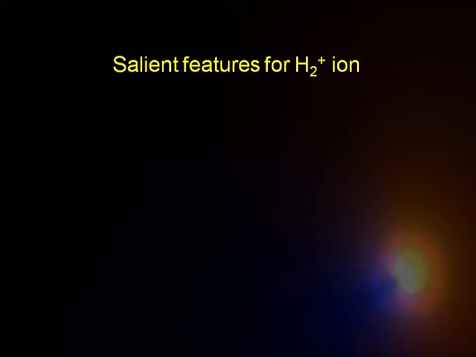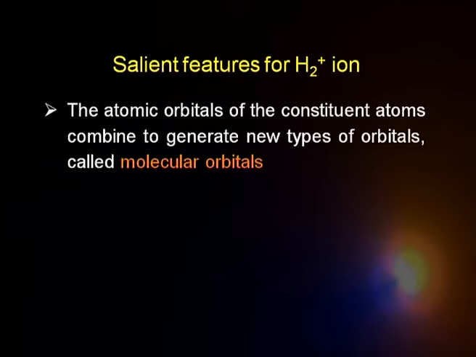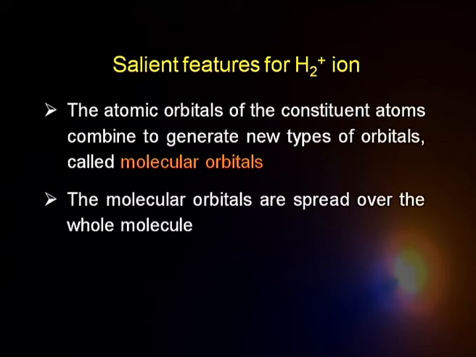To make it a little convenient for ourselves, let us again recall a few more things here. The salient features of the hydrogen molecule ion: we learnt that the atomic orbitals of the constituent atoms, in that case two hydrogen atoms, combine to generate new types of orbitals, and we call them molecular orbitals. Essentially the atomic orbitals of constituent atoms combine together to give us molecular orbitals, and these molecular orbitals are spread over the whole molecule. They are not confined to atoms like atomic orbitals, but they are spread over the whole molecule.